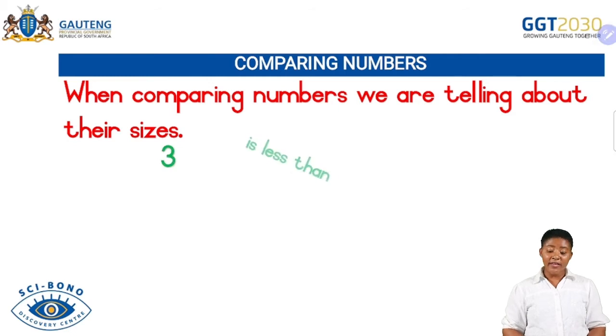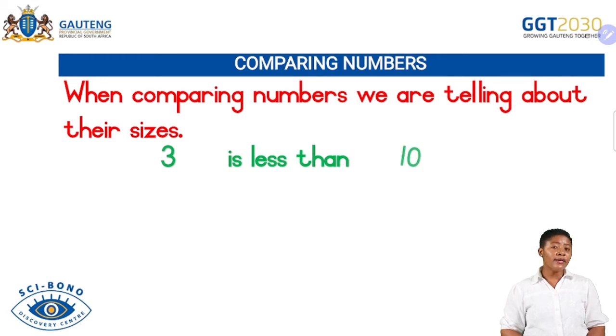Number 3 is less than number 10. Can you see? Number 3 is less than number 10. Which sign are we using? We are using this sign to show that it is less than. Can you see, grade 2s? This is the sign for less than.